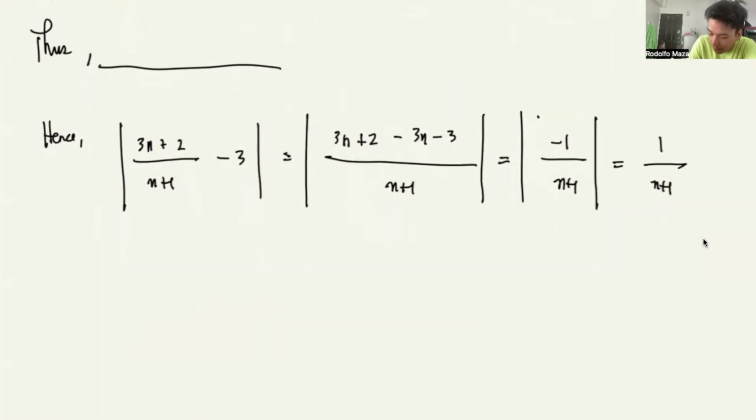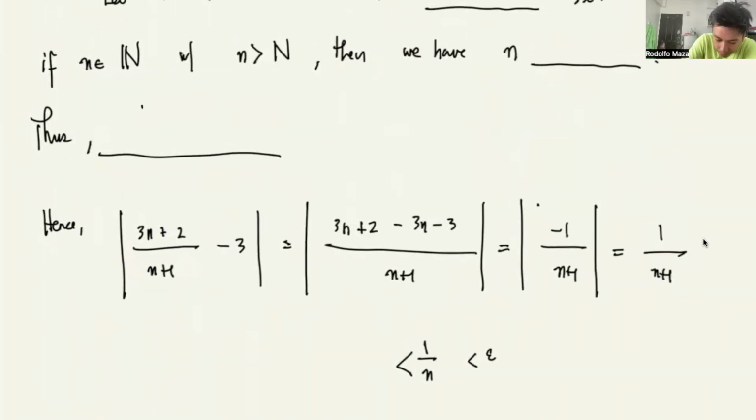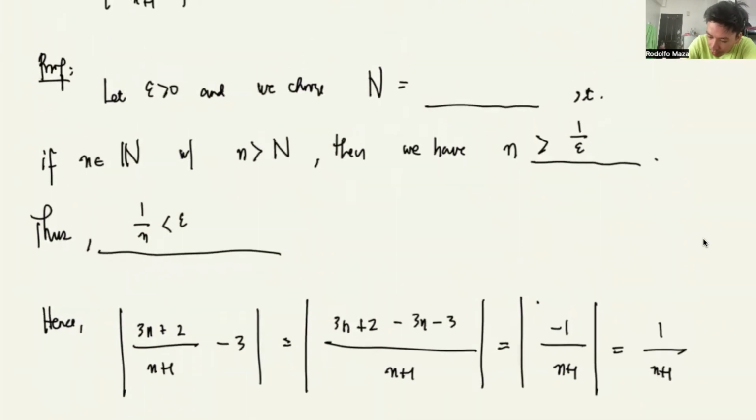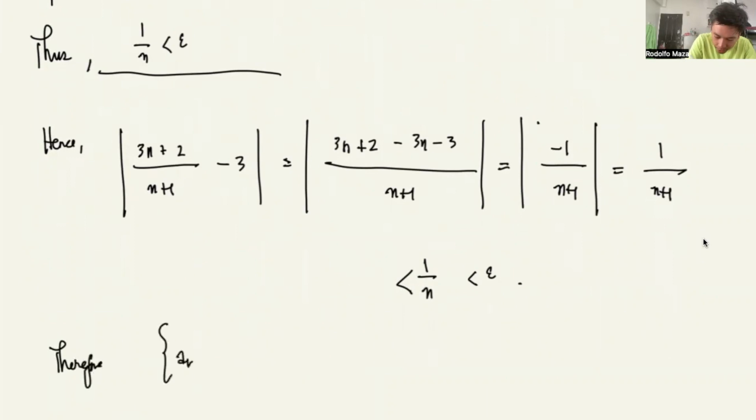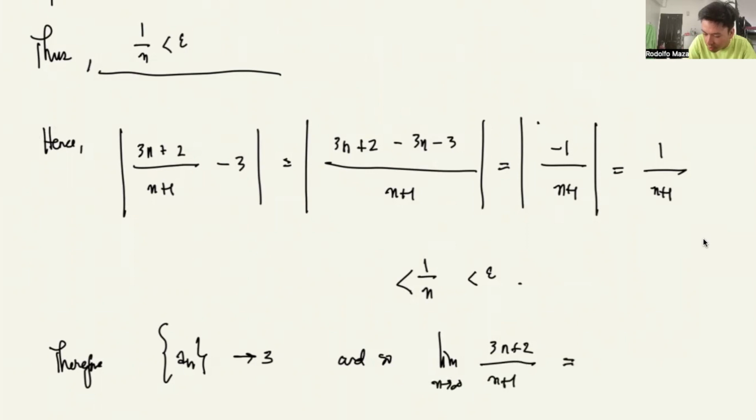Okay. So what happened? We know this is less than 1 over n. And so this is less than epsilon. So the adjustment is 1 over n is less than epsilon, so n is greater than 1 over epsilon. And so N is just 1 over epsilon. So therefore, your an converges to 3. And so the limit of 3n plus 2 all over n plus 1 as n approaches infinity is 3.